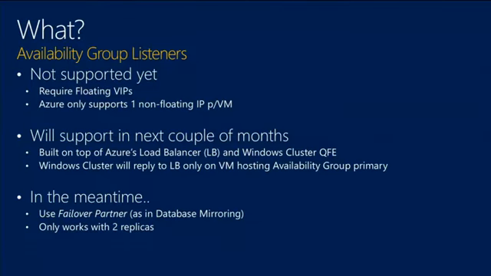However, the limitation is that this only supports 2 replicas, so you can only find the primary out of 2 replicas. In a couple of months, we'll have the listener, and then you'll be able to find the primary among all of the replicas in the availability group. Okay.